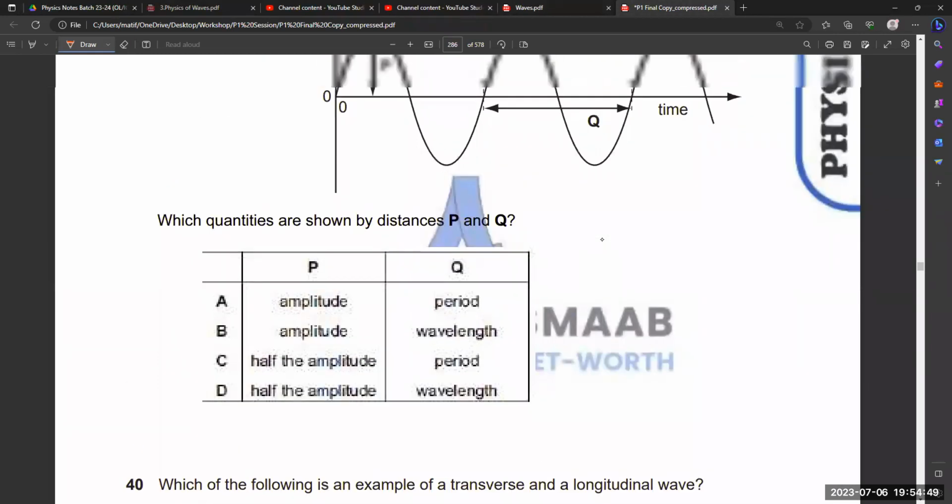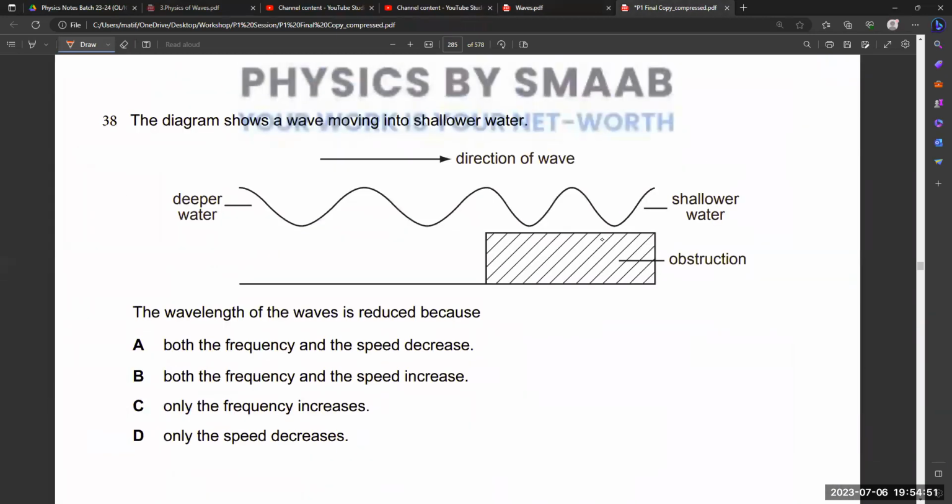So let me show you. Like this one. Let's consider question number 38. The diagram shows a wave moving into shallow water. Now consider this is the depth of the water at the initial stage, and this is the depth at the final stage. Comparing them, after moving some time, the depth of the water decreases.